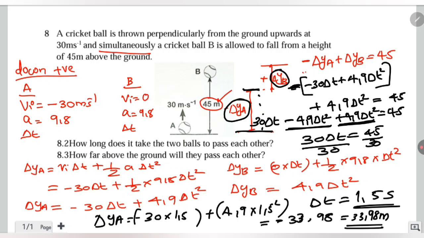So the answer must be negative. Then we write the final answer as positive.